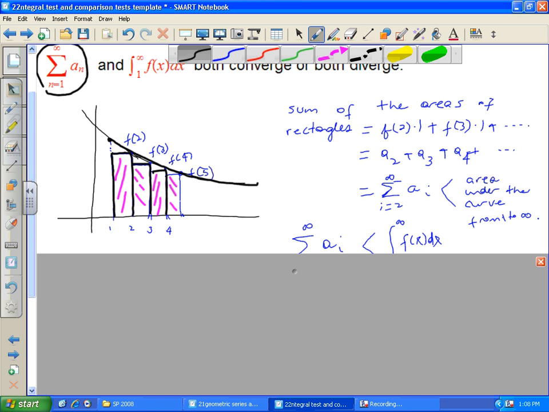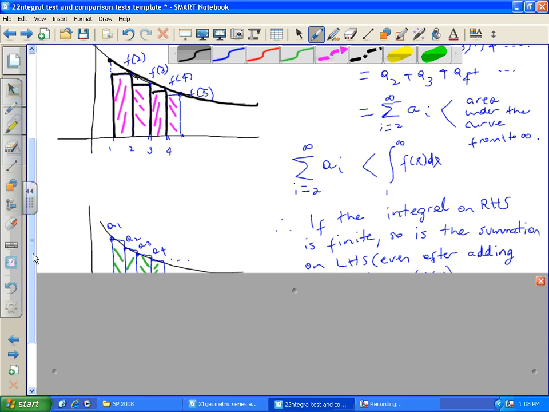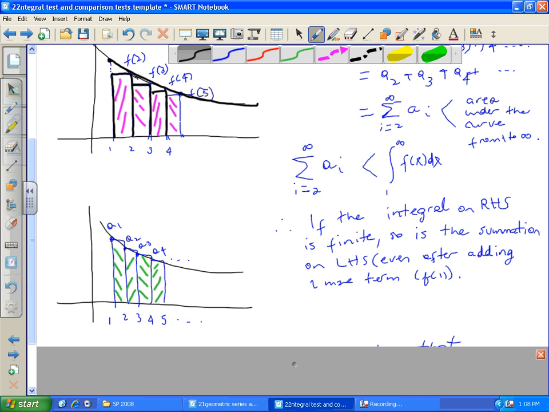And conversely, look at the other graph now. In the first picture, I took the right endpoints to get the heights. If I was to take the left endpoints to get the heights of my rectangles, then I get a situation like this. So this is, for example, a sub 1. The next one is a sub 2, etc. In the second picture, I'm taking the left endpoints to get the heights. But still, the integral of the curve will be the total area under this curve.